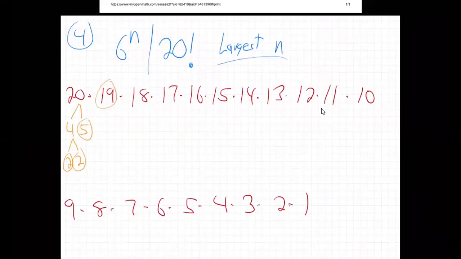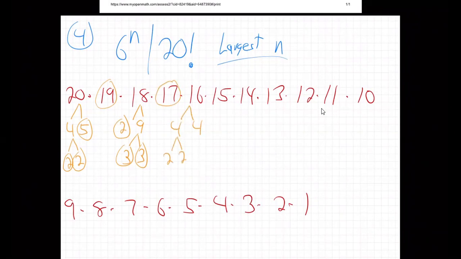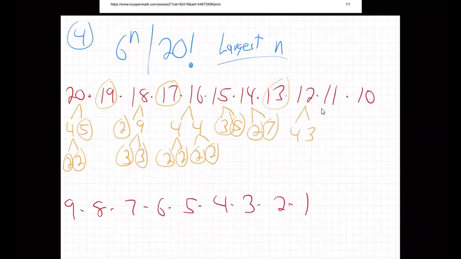19 is prime. Doesn't break down, it's already prime. 18 is 2 times 9, 3 times 3. So there's the primes. I'm circling all the primes. 17 is already prime. 16 is 4 times 4, 2 times 2, 2 times 2. 15 is 3 times 5. 14 is 2 times 7. 13 is already prime. 12 is 4 times 3, 2, 2, 3. 11 is already prime. 10 is 2 times 5.